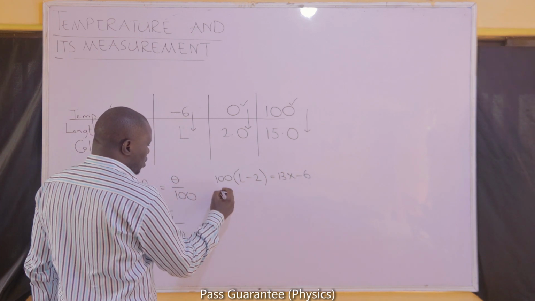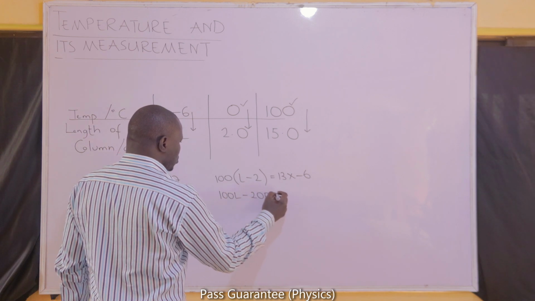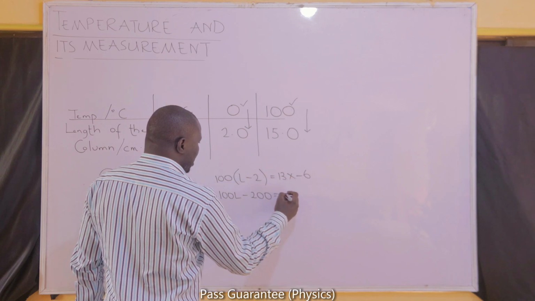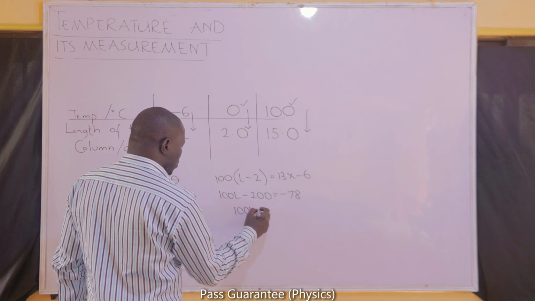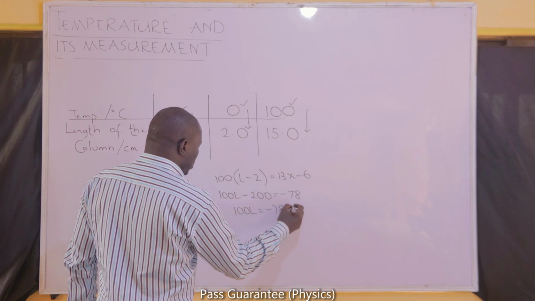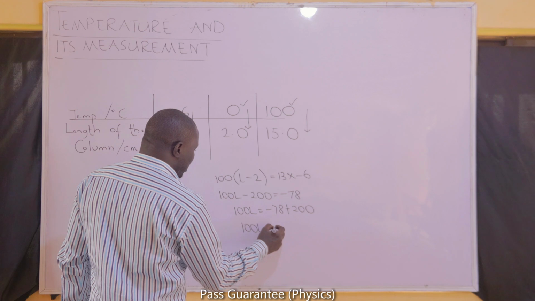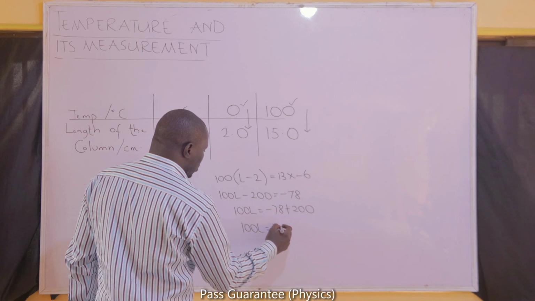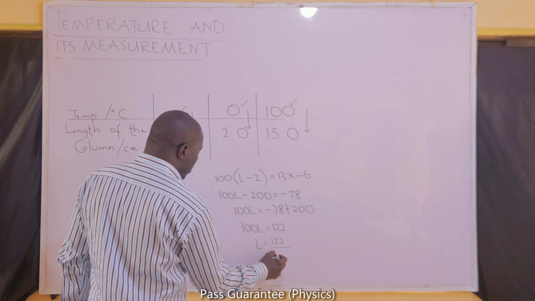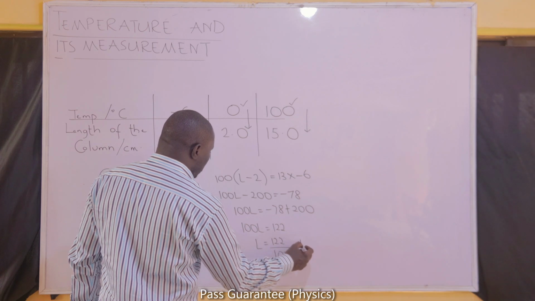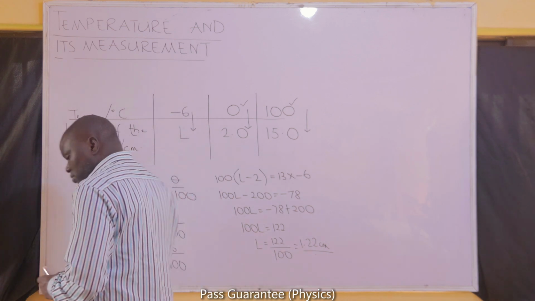So we have 100L minus 200 is equal to 13 times minus 6, which is minus 78. So 100L must be equal to minus 78 plus 200. If we take 200 to the other side, we have 100L must be 122. So that should be L, which is 122 all over 100, and that must be 1.22 centimeters. That's our length. And that is the end of the question.